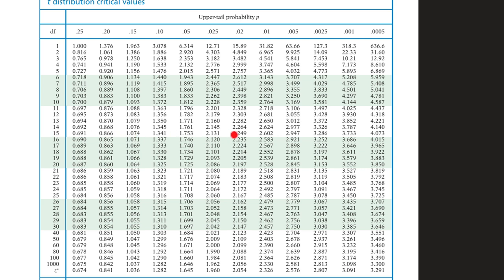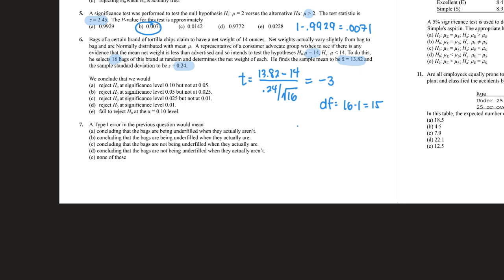So we're going to ignore the sign since we're just looking at the opposite side. So that means our test statistic is between these two. So that means our p-value is between 0.0025 and 0.005. So p-value between 0.0025 and 0.005. So that's very, very small.